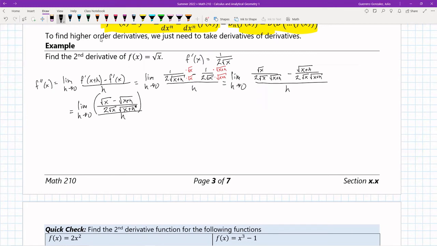We need to do the conjugate on the top. When we do the conjugate on the top, that means I need to multiply the top and the bottom of the top by this: square root of x plus square root of x plus h, all over square root of x plus square root of x plus h. This will fix it.